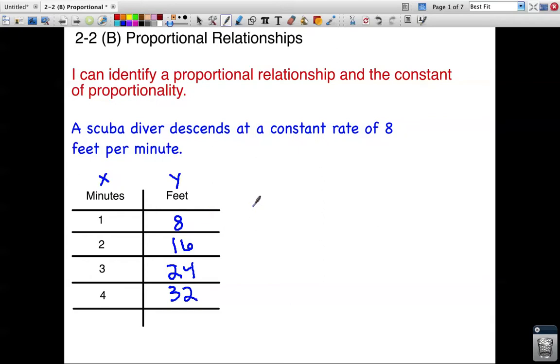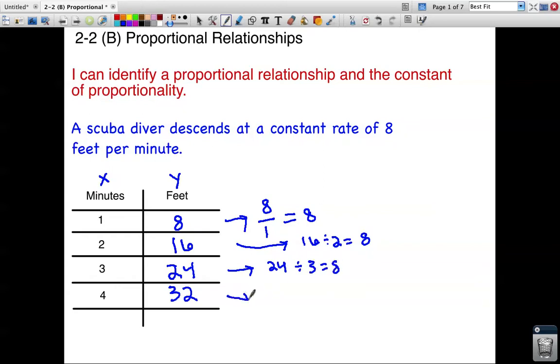The reason why this relationship is proportional is because he's moving at a constant rate. Because the scuba diver moves at a constant rate of 8 feet per minute, this relationship is proportional, and here's why. I can take my Y and divide it by my X and get the same answer every time. So 8 divided by 1 is 8. 16 divided by 2 is 8. If I look at this row, 24 divided by 3 is also 8. And lastly, 32 divided by 4 is 8.